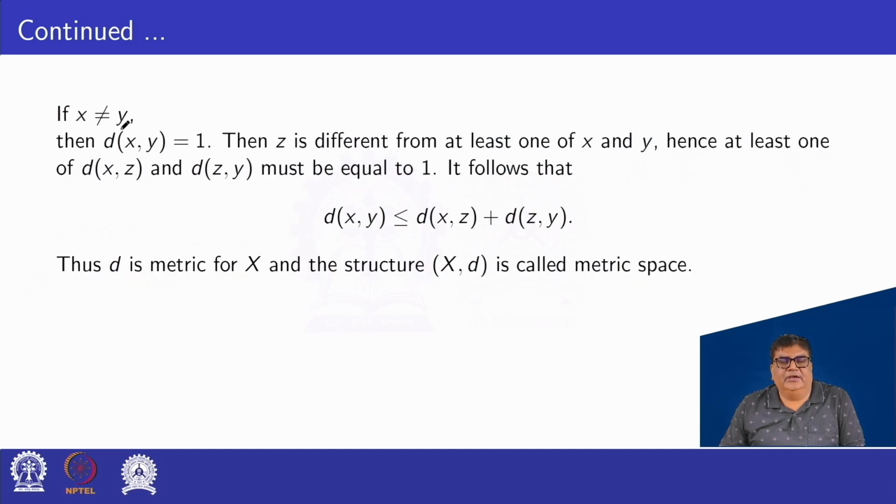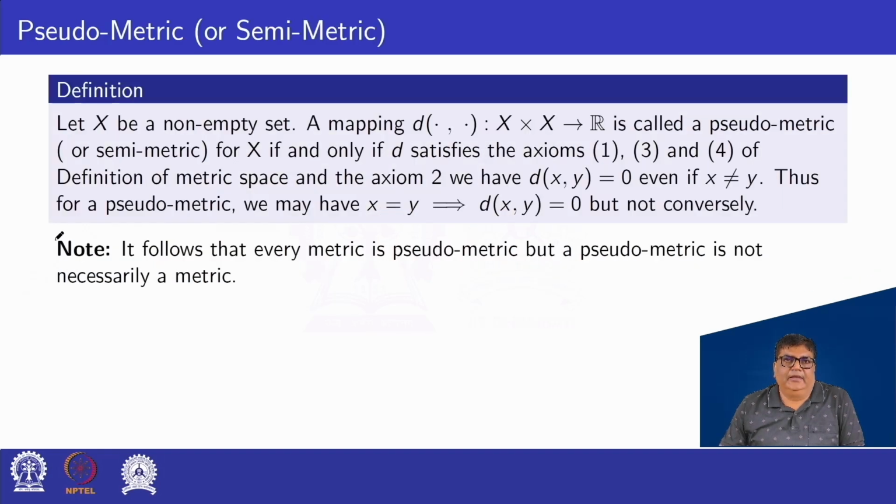If x is not equal to y, then dxy is equal to what? Then z is different from at least one of x and y. Hence, at least one of dxz and dzy must be equal to 1. It follows that dxy is less or equal to dxz plus dzy. Thus, d is a metric for X and the ordered pair (X, d) is called a metric space.